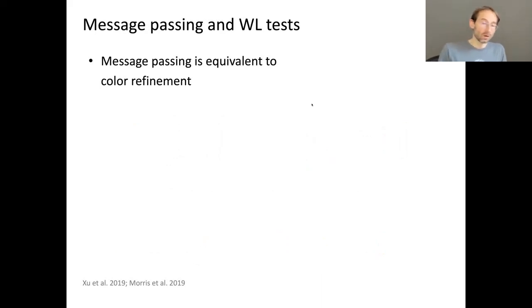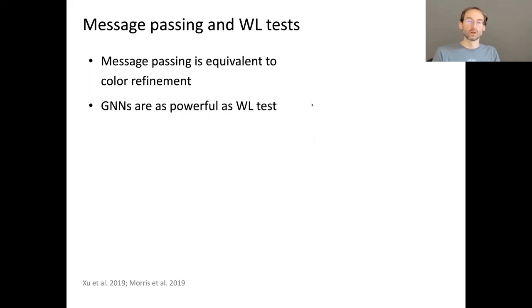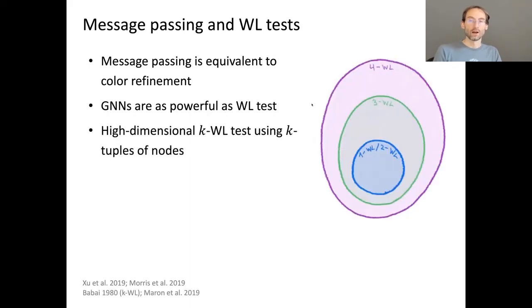The seminal work, actually two papers by Xu and Morris from 2019, showed that message passing is equivalent to color refinement for some choices of the aggregation function. And therefore, graph neural networks, or the message passing type of graph neural networks, are at most as powerful as the WL test.